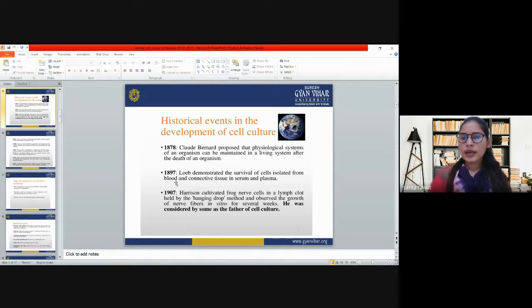In 1897, Loeb demonstrated the survival of cells isolated from blood and connective tissue in serum and plasma. In 1907, Harrison cultivated frog nerve cells in a lymph clot by the hanging drop method, and he observed the growth of nerve fibers in vitro over several weeks. He was then considered by some as the father of cell culture.